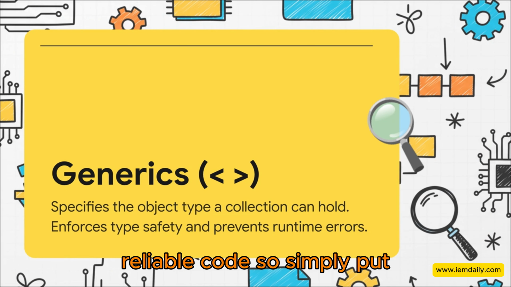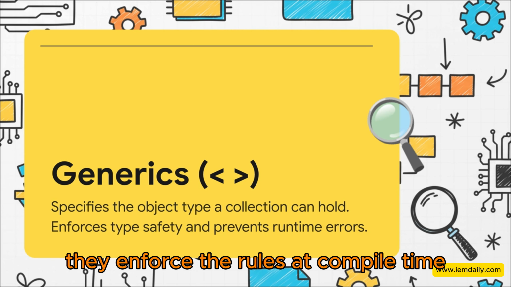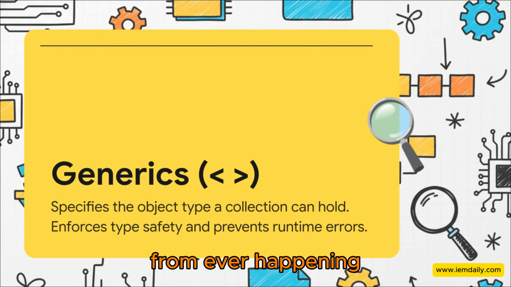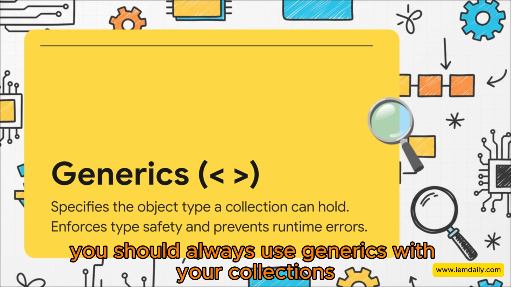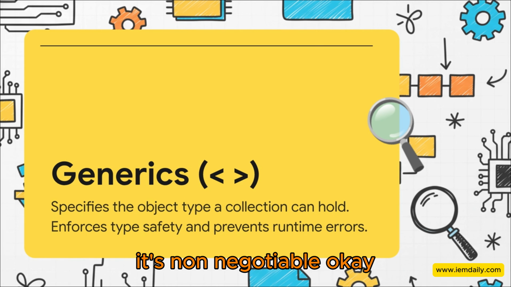So, simply put, generics are like a bodyguard for your collection. They enforce the rules at compile time, which prevents those dangerous runtime errors from ever happening. And here's the main takeaway from this section. You should always use generics with your collections. Seriously, every single time. It's non-negotiable.